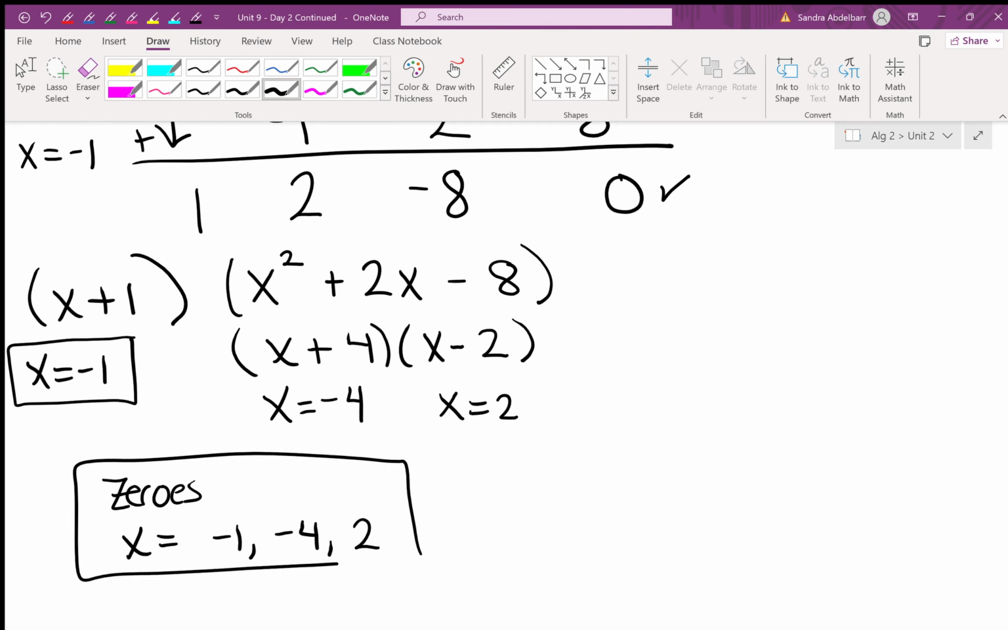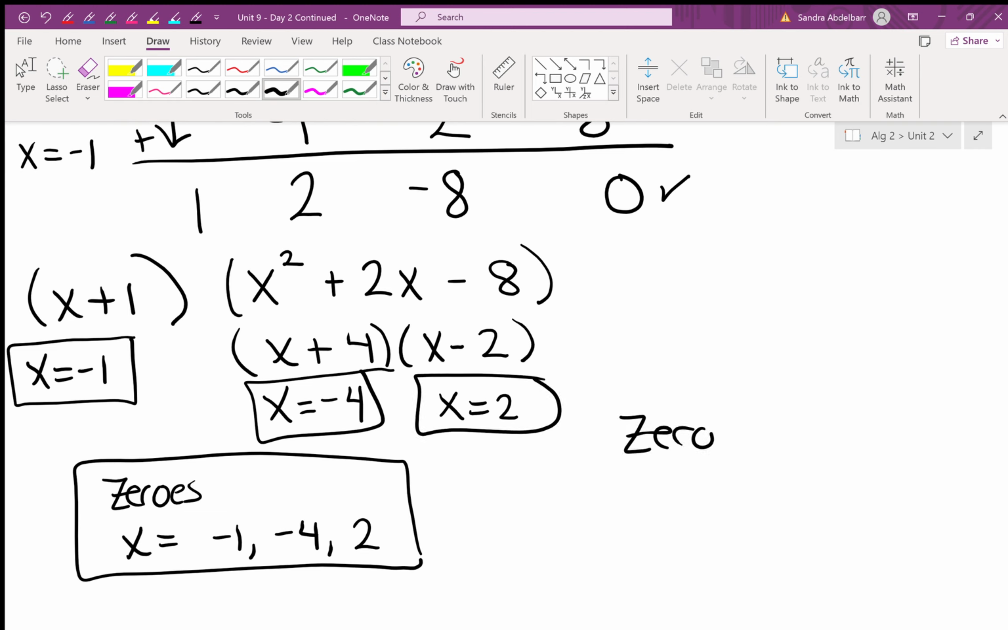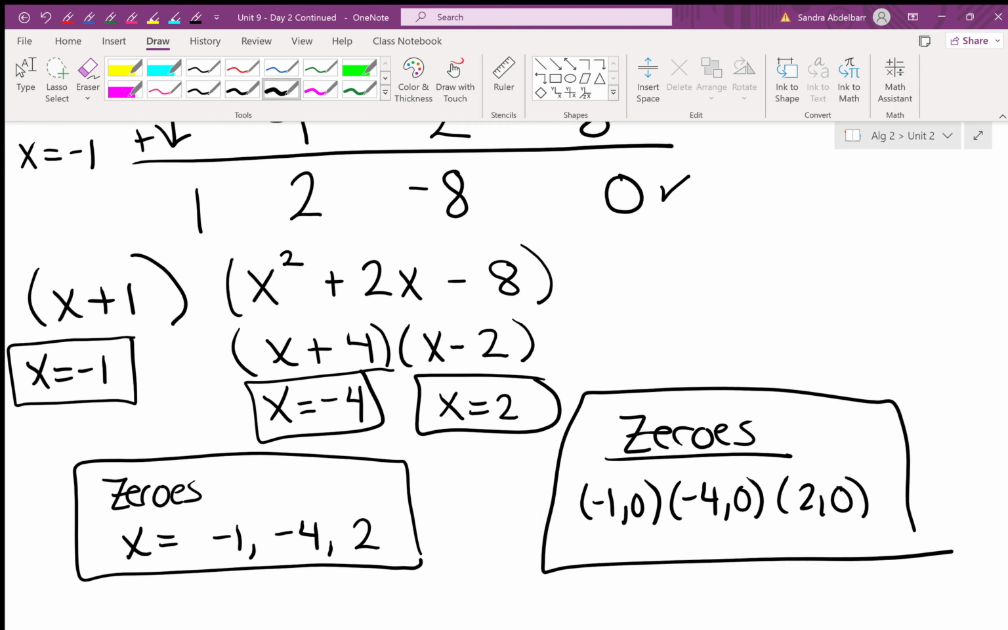All right, can you write them as points? Absolutely. You can write zeros as points: (-1, 0), (-4, 0), (2, 0). Either way is acceptable. Let's go to Desmos.